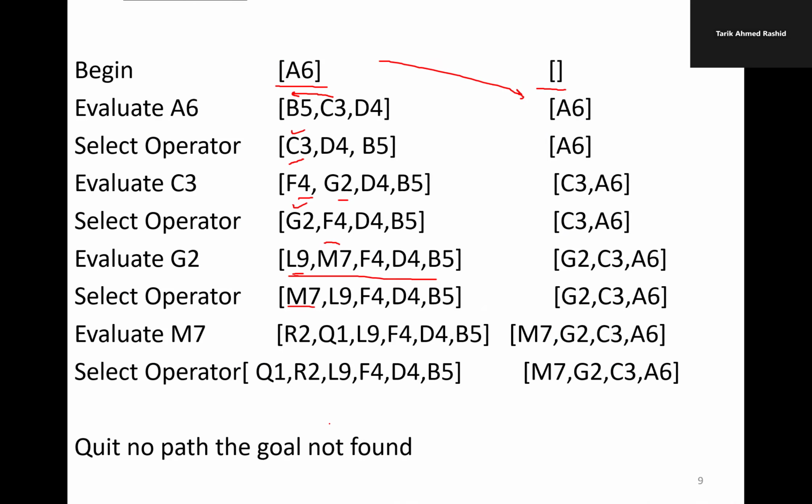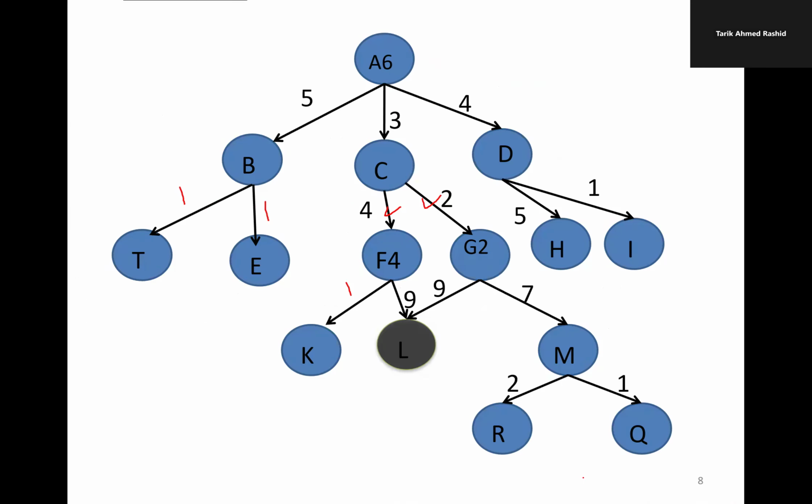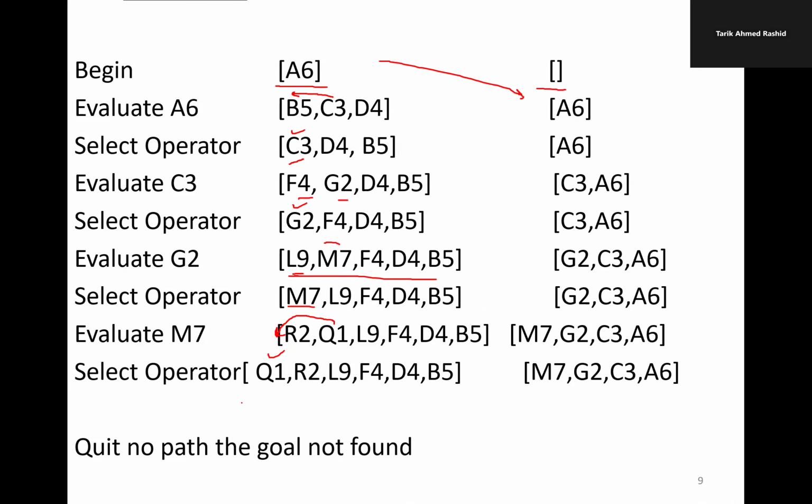Then we select the operator. Q1 is less than R2, so it comes before it. Is Q1 the goal? No. Does Q have kids? No. Q has no kids, so we stop here. But we missed the goal. L was the goal, shown in gray. So that's hill climbing, and we couldn't find the goal.